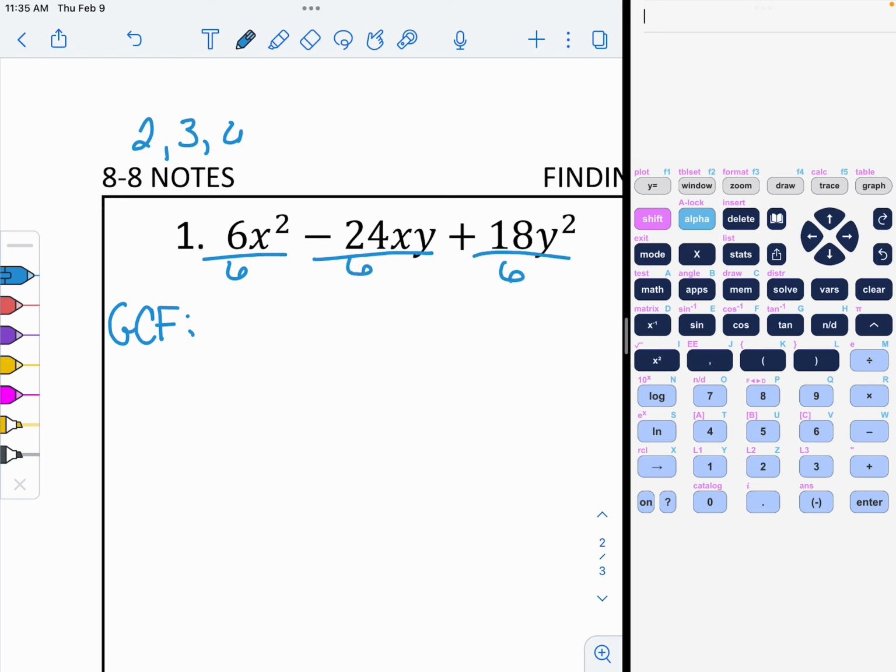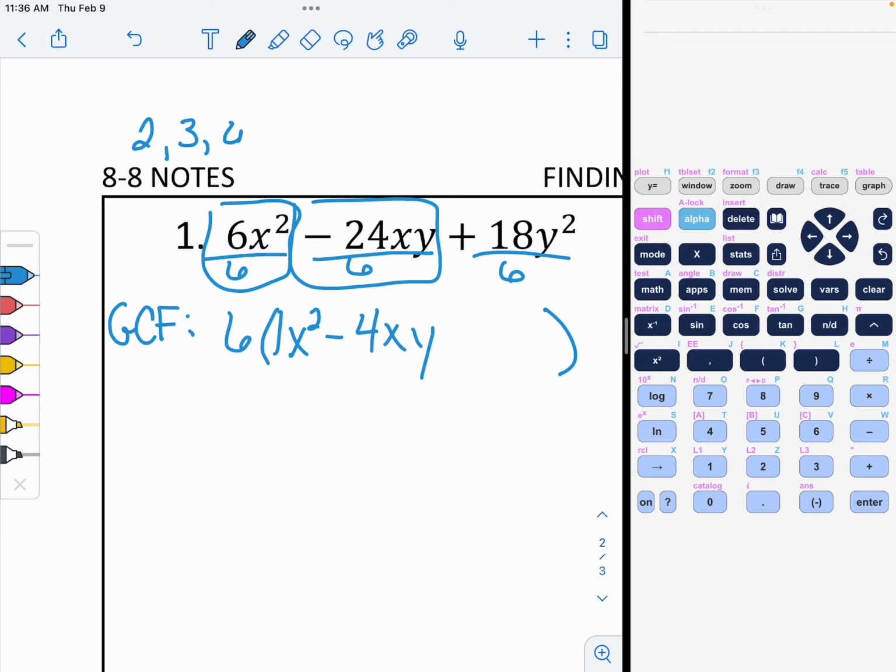Now this is odd. They don't all have an x, do they? This one doesn't have an x, this one doesn't have a y. So my greatest common factor is just a 6. Well, let's go ahead and divide it out. That's going to be 1x squared, minus 4xy, and plus 3y squared.